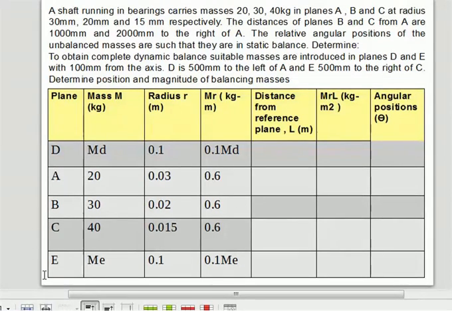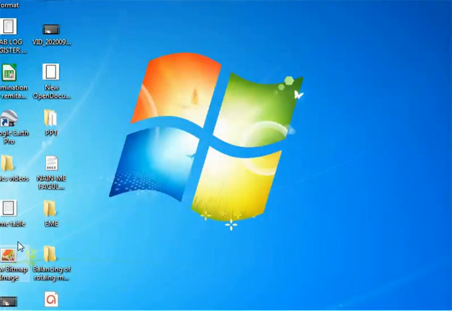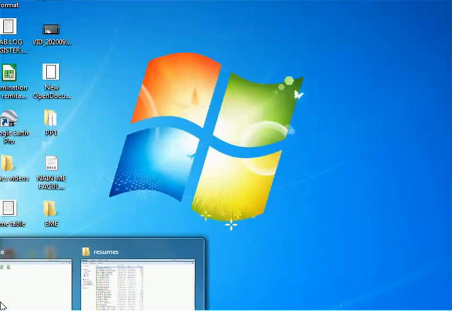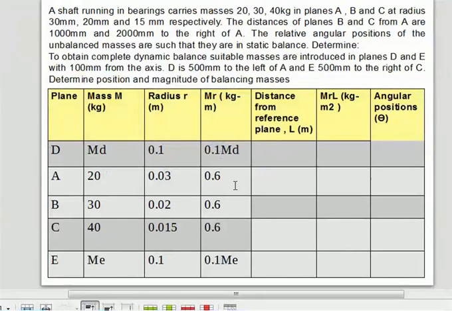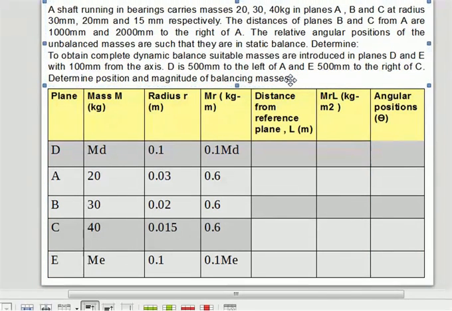After this you have to plot a total of 3 diagrams: one is the space diagram, one is the couple polygon, and the last one is the force polygon. For constructing the space diagram, couple polygon and force polygon, I need angular positions. Without theta value, without knowing inclination, you cannot plot any of the diagrams. But in this problem, the angular position is not given in the question.